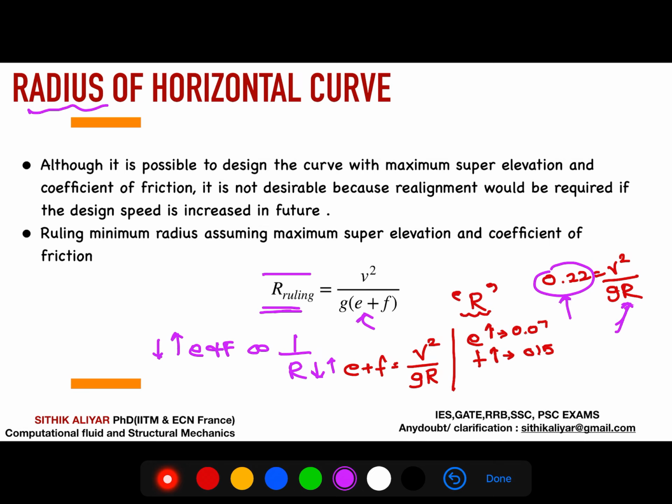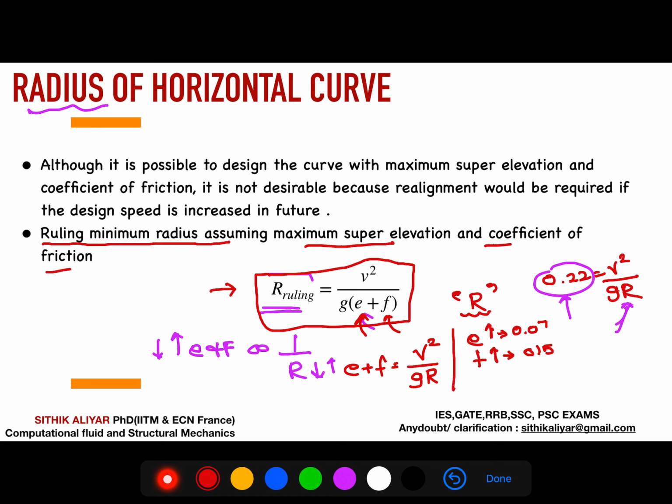Okay, if they are asking you the ruling minimum radius, we can use maximum super elevation and coefficient of friction to obtain the ruling radius. So you can pause the video and note down the points here. If you provide 0.07 super elevation and 0.15 friction, when you substitute in this value, then you will have your minimum radius, right?